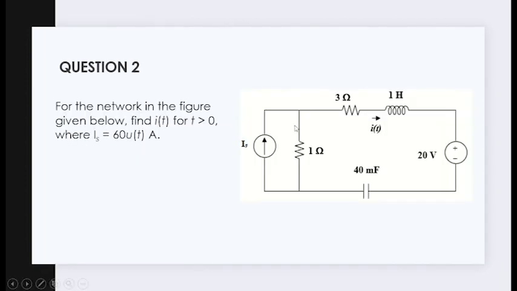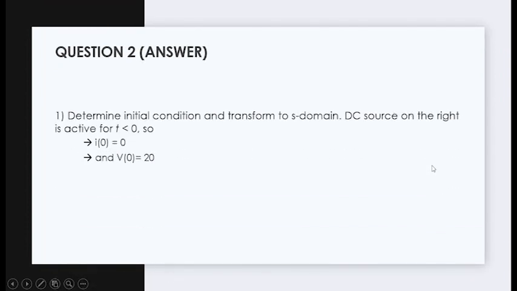So we go back to the circuit. Because there is no switch in the circuit, at t equals 0 the capacitor and the inductor are already at steady state. So i of 0 is equal to 0 and v of 0 will be equal to 20. These two are the initial conditions that we have determined.